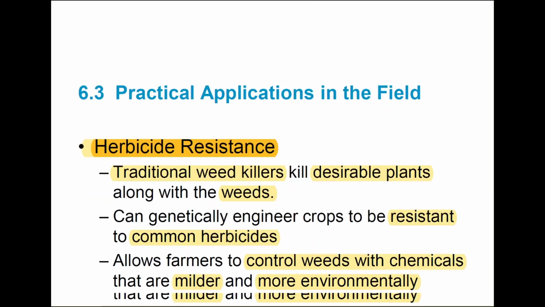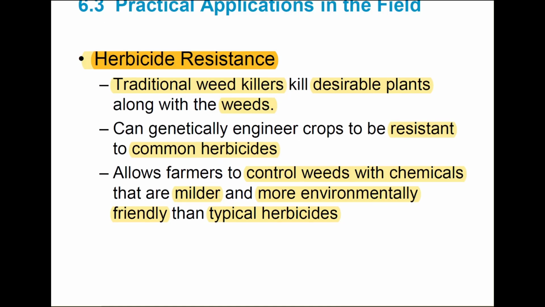Herbicide resistance. Traditional weed killers kill desirable plants along with weeds, right? So Roundup is the one we're going to talk about. Roundup is awesome, but the problem with Roundup is it kills everybody. So what you do is you use Roundup, which kills all plants, and you introduce Roundup resistance in crops. Now this means you can send a crop duster over a field of corn instead of weeding it, and all the weeds will die. The crop plant will survive. Okay. Somewhat controversial. Traditional weed killers kill everybody. Genetic engineering allows farmers to control weeds with chemicals that are milder and more environmentally friendly than typical herbicides.